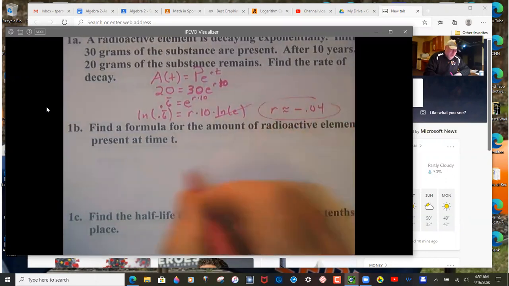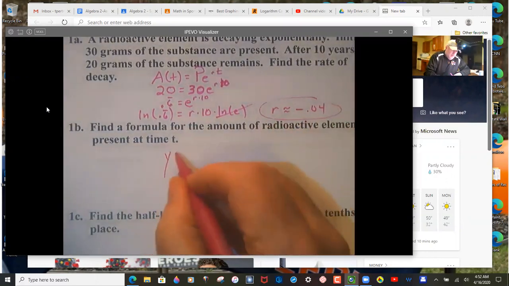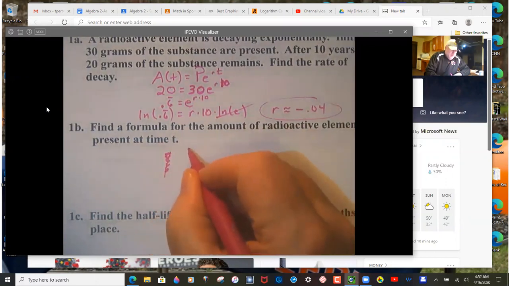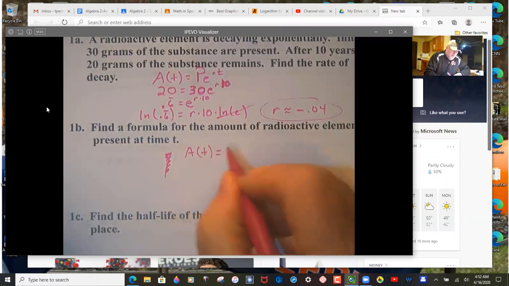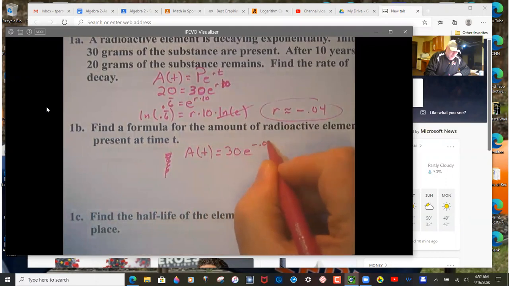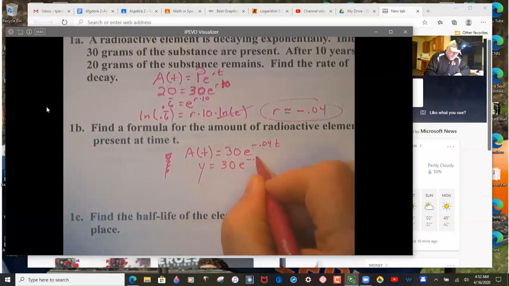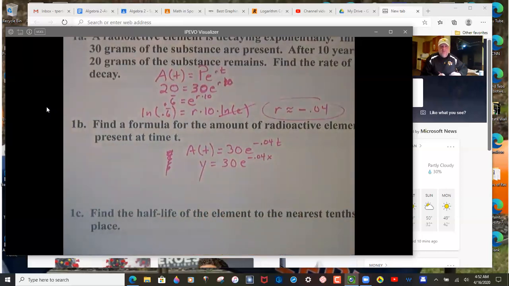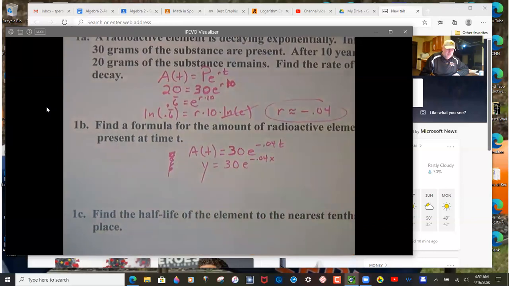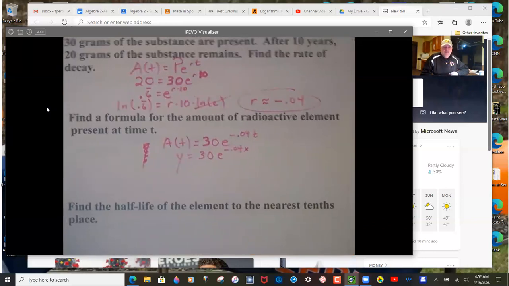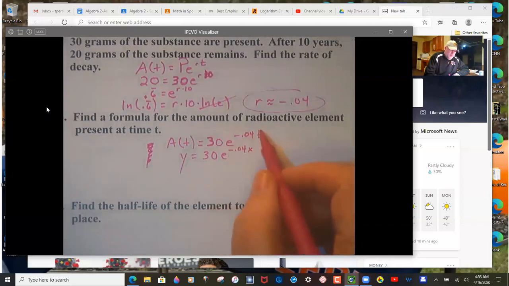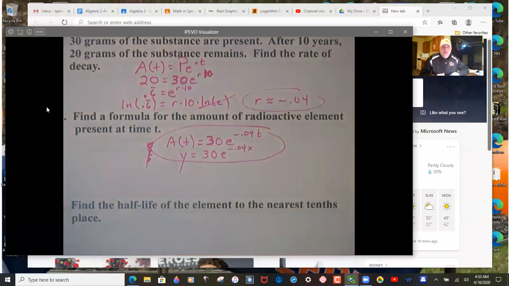That's our answer here. Now, it's very important that you understand this. I always want to write y; you can write y if you want. I'll write them both. It's 30 times e to the negative 0.04t. This is the equation. However you want to write this, you need to write that after you figure out r. Now this is our answer to part B, either one. We use that equation to answer questions.